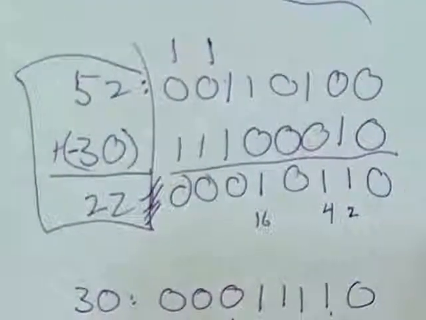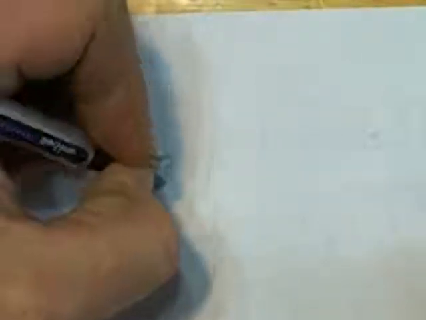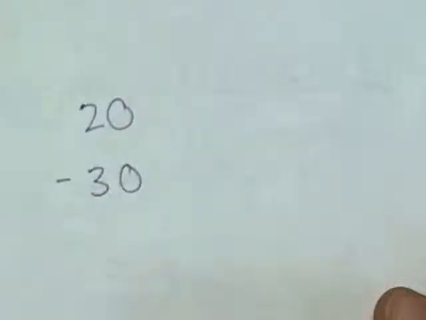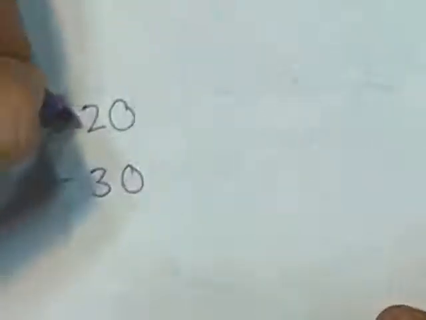Now comes the tricky part. I'm going to subtract some numbers. Here's my first one. Let's do 20 minus 30. Obviously, you know what the answer is. The answer is negative 10. Let us see how the computer has to do subtractions. The 20 isn't the problem.